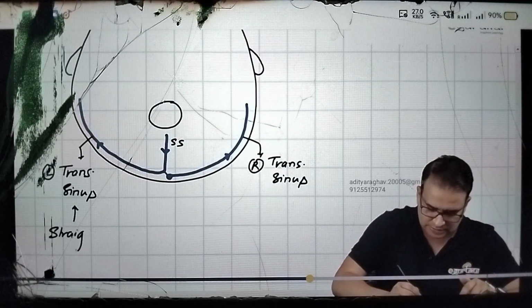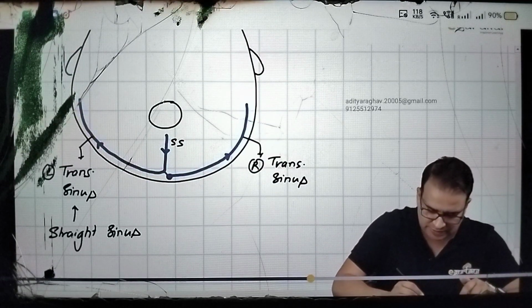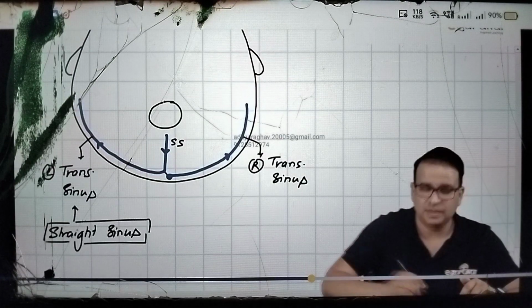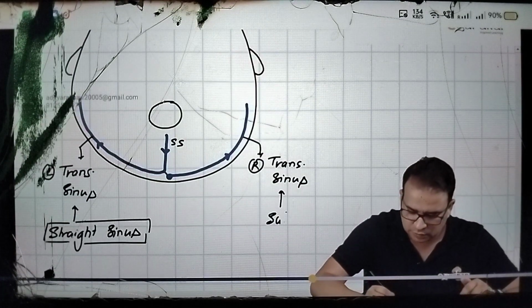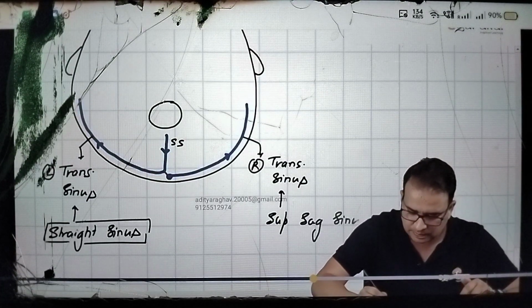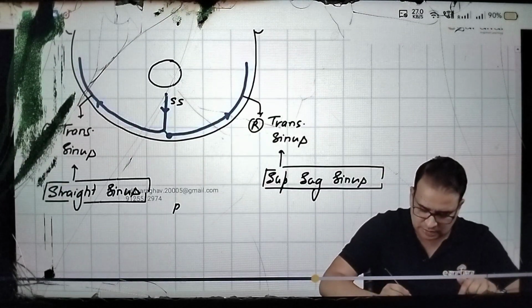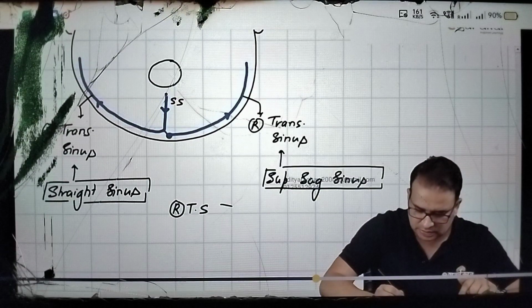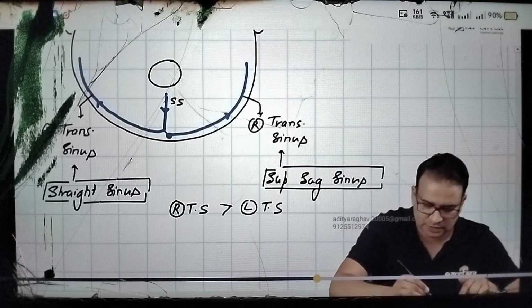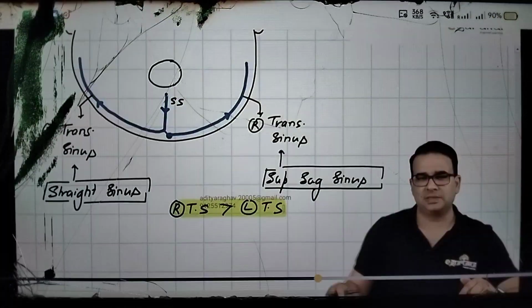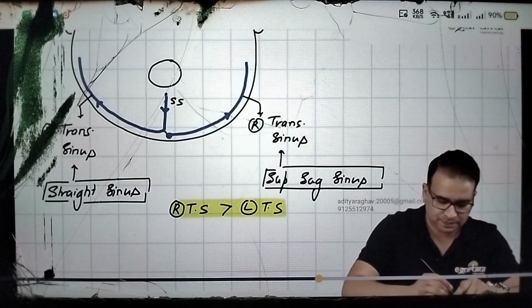Just writing for the memory, this is the continuation coming from where? From the straight sinus. The major blood of the straight sinus comes in here. And into the right transverse sinus comes the major blood of the superior sagittal sinus. Which also tells me that the right transverse sinus is larger than the left transverse sinus. Please note that right is larger than the left.